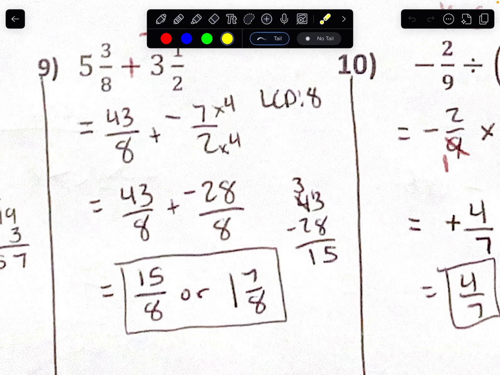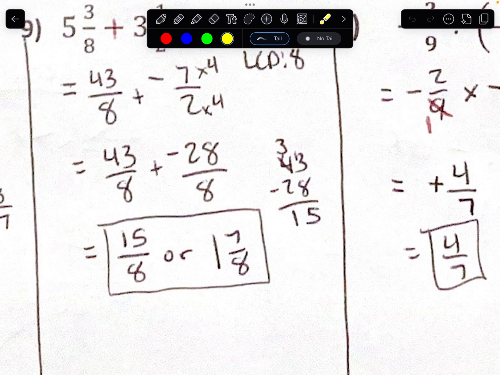We are subtracting because we have different signs, so 43 minus 28 makes 15. 43 is a bigger number, so that means my answer is a positive. So 15 over 8 or 1 and 7/8.